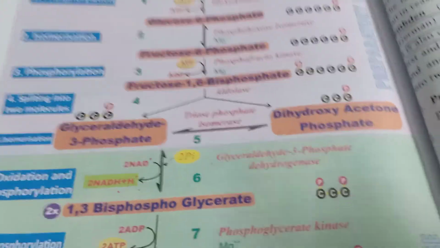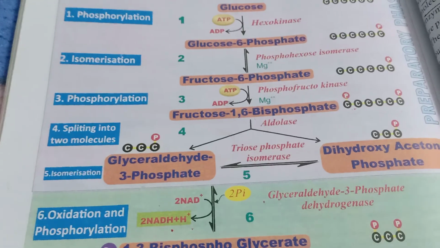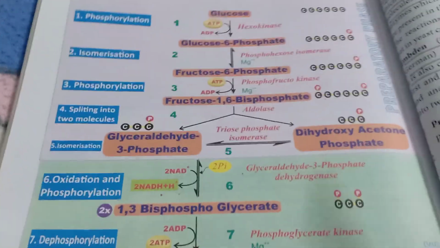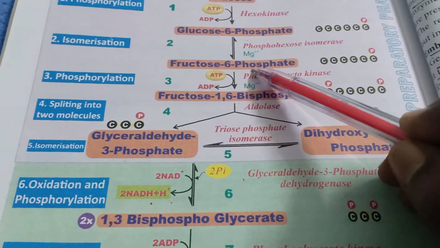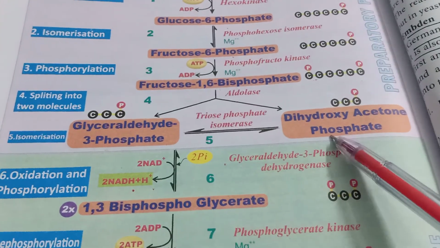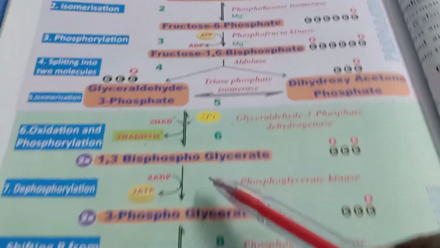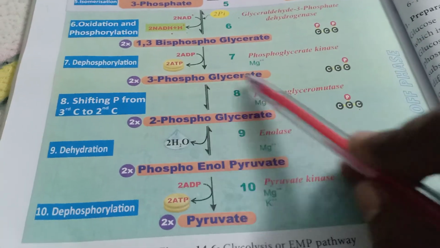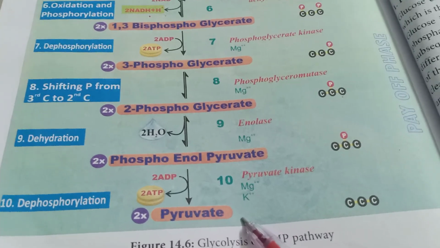Children, don't get scared with these kinds of definitions or terms. It's very, very simple. Altogether, you have only 10 steps. First, you will have to learn all these steps: glucose converted to glucose 6-phosphate, fructose 6-phosphate, fructose 1,6 bisphosphate, glyceraldehyde 3-phosphate, dihydroxyacetone phosphate. First learn all these 6 things. Then come to the remaining 5: 1,3 bisphosphoglycerate, 3-phosphoglycerate, 2-phosphoglycerate, phosphoenol pyruvate and pyruvate.